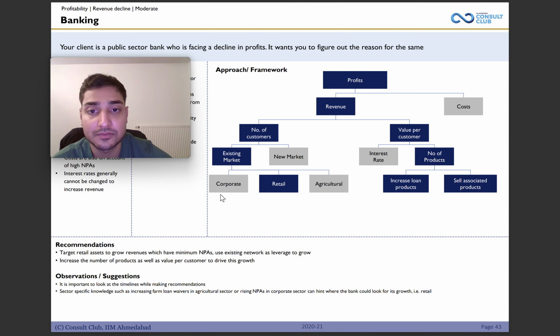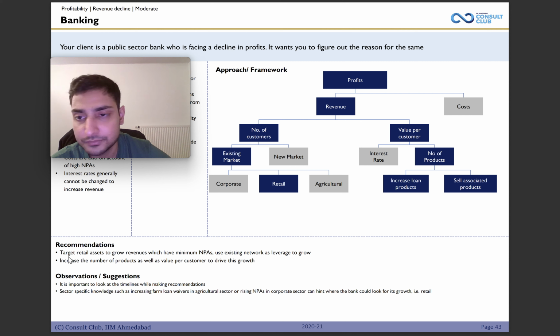Value per customer is interest rate and number of products. The number of products was suggested to increase and cross sell different products. So number of products was something the candidate suggested to target by increasing the products to our existing customers and also cross selling different products to our existing customers. The recommendations provided by the candidate were to target retail assets to grow revenues, which have minimum NPAs, use the existing network as leverage to grow, and increase the number of products as well as the value per customer to drive its growth.